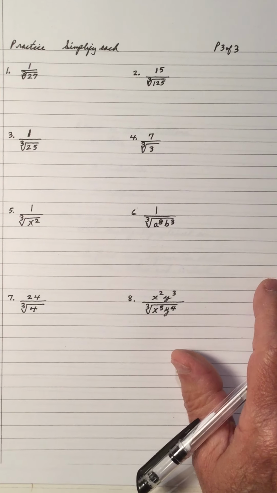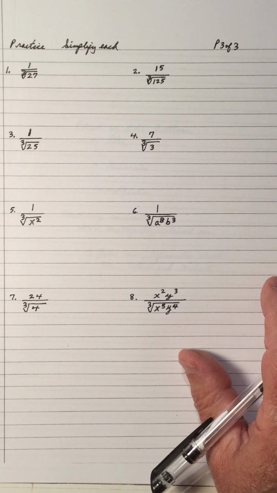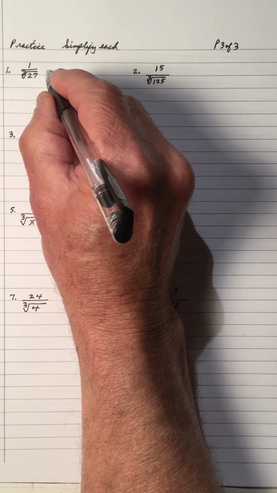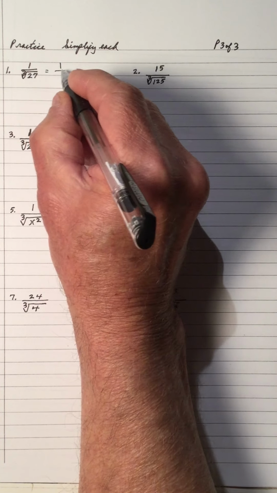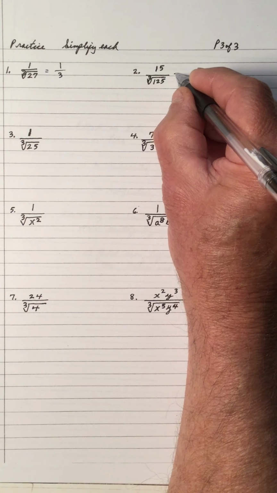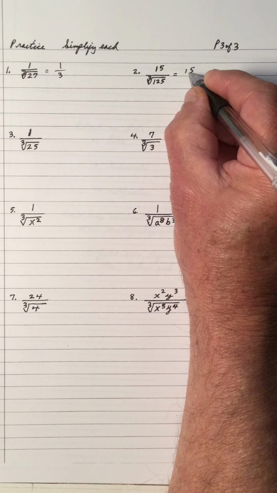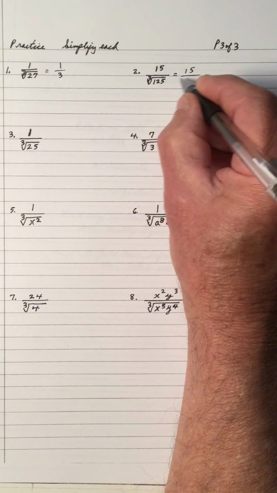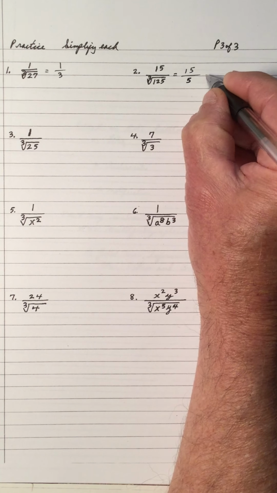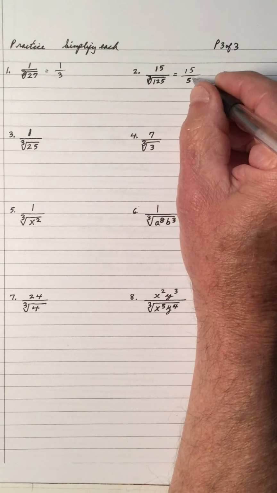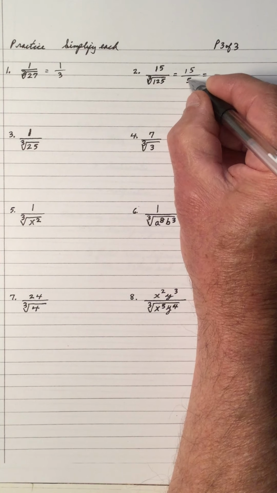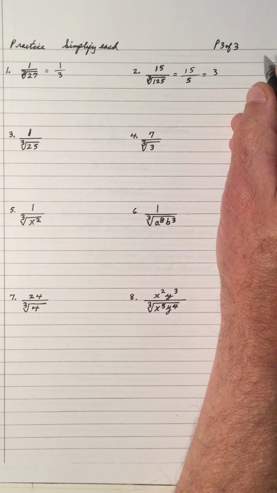Practice. Okay, pause the video and see if you can work these 8 out. Here we go. 1 over the cube root of 27 is 1 over 3, a perfect cube. And 15 can't be simplified. The cube root of 125, 125 is a perfect cube, so it's a 5. 15 divided by 5 is 3.